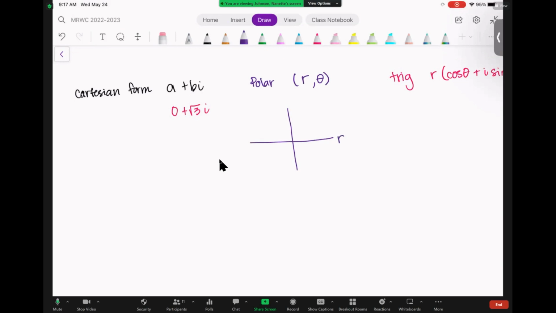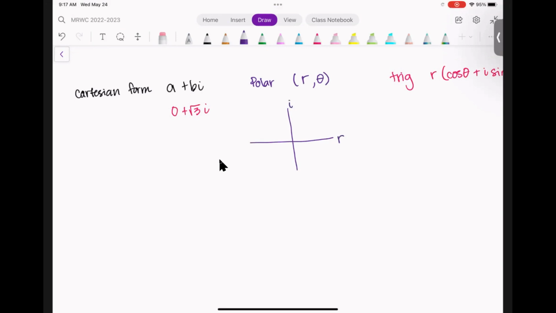Remember that this is your real axis and this is your imaginary axis. And you just graph it as if they gave you x comma y, except here they're giving you a plus bi. So a in this case is your x. So that's 0. So go nowhere left and right. Go 0. And then it says go up root 3. So this is my point, 0 plus root 3i. Does that make sense?